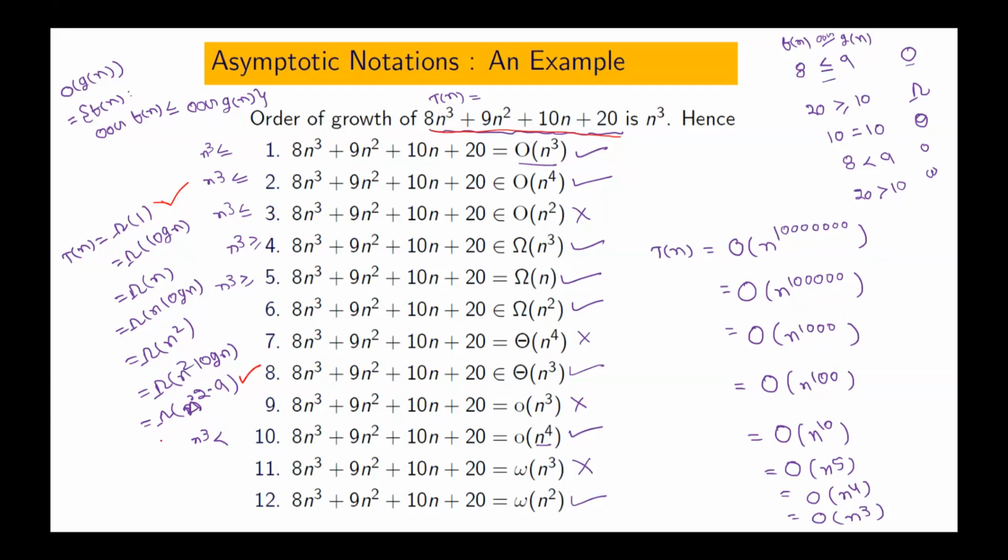If n cubed is there, that becomes the favorite and best, because the equal to will not come. That becomes our favorite answer. Is that okay? Okay.